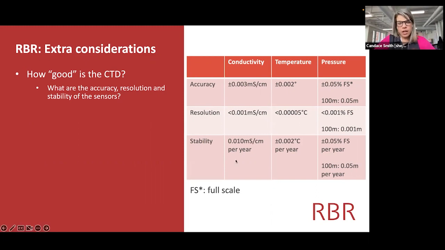And because all of our stability specs are per year, that's actually how often we recommend you get your CTD calibrated, to bring it back to that factory level the very first time that you get it. We recommend that, but you also have to think about your science and what's going to work best for you. So maybe you don't need as high an accuracy, and then you can get your CTD calibrated every 2 years because you're okay with a drift after 2 years of 0.1 meters.